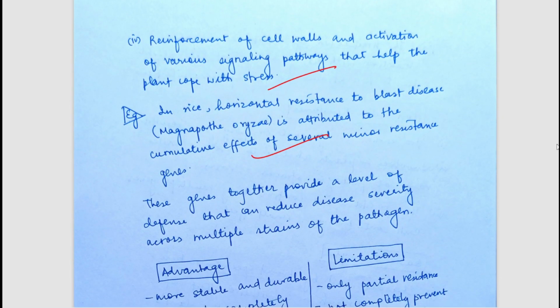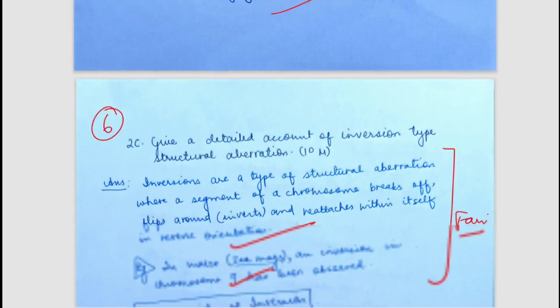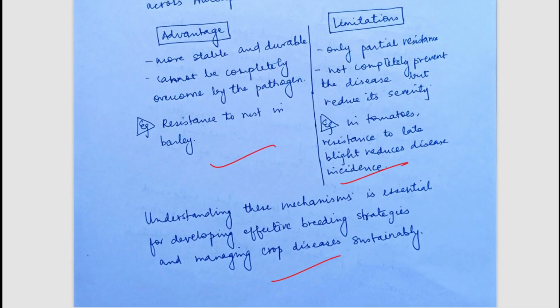Again, examples have been mentioned of how horizontal resistance works in rice as related to blast disease. Its advantages and limitations have been mentioned. So, a very well written answer. Now let's move to the next question.